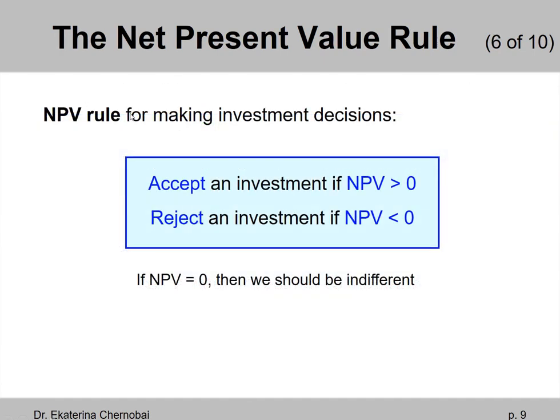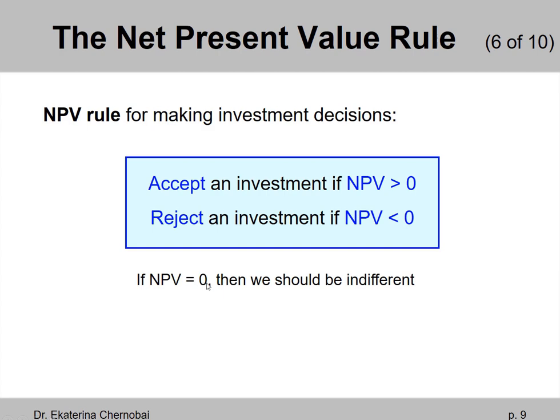And the NPV rule for making investment decisions is: you should accept an investment if the net present value is greater than $0. Otherwise, if the NPV is less than $0, the investment project should be rejected. It's not worth it. So what does a positive NPV mean? It means that we are going to receive more money in the future than the amount that we would need to invest upfront. And a negative NPV means the opposite, that we would be spending more money upfront than how much would be coming in the future.